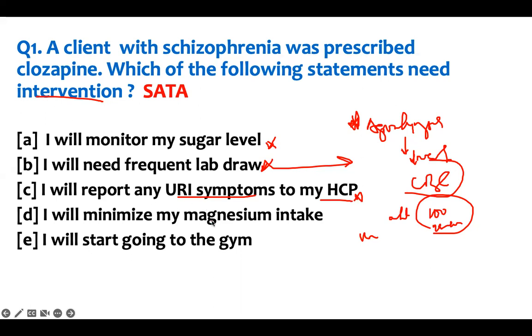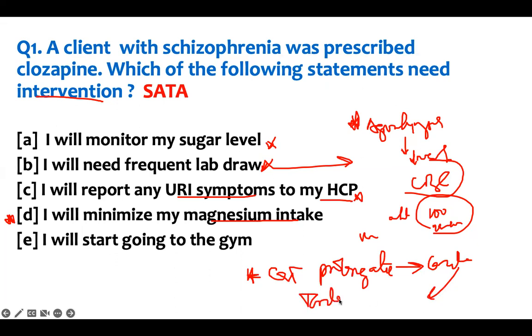I will minimize my magnesium intake. This is another issue I want you to learn. I put it there because most people don't talk about it. With Clozapine, we always say agranulocytosis, but the other problem it causes is QT prolongation. You also elongate your QT. Guess what? If you elongate your QT, that's a cardiac problem. And this causes what? Torsades de Pointes. So this patient will have Torsades de Pointes. Therefore, we have to make sure their magnesium is normal.